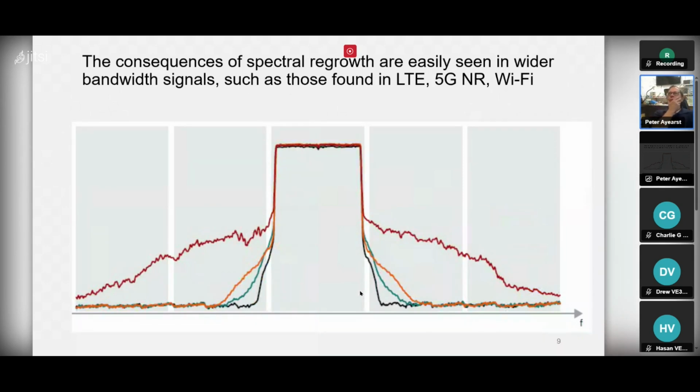So this is what can happen when you have the spectral regrowth. When you look at, say, your channelized frequencies, you can see how in the worst case scenario, in this picture, one signal is now wiping out the 4 adjacent channels. Now some are a little bit lower. It's not as bad as that. That would be an extreme, but you can see how phase noise can be a problem.